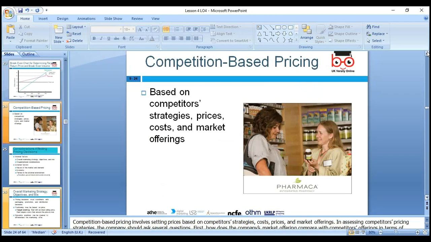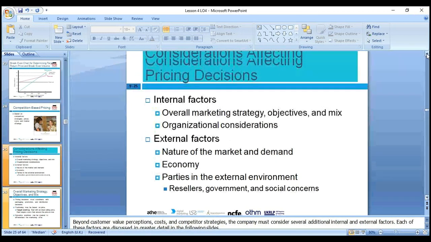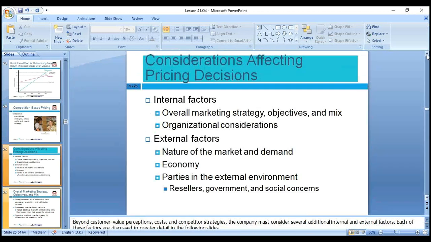Anybody have a question? Competitor-based pricing is based on the competitors' strategies. If they drop, we drop. If they do it on the weekend, they offer brand match pricing: if you find a cheaper brand somewhere, we are happy to refund you. All this we need to look around at, because it's warfare. So, considerations affecting the pricing: what are the factors affecting it?